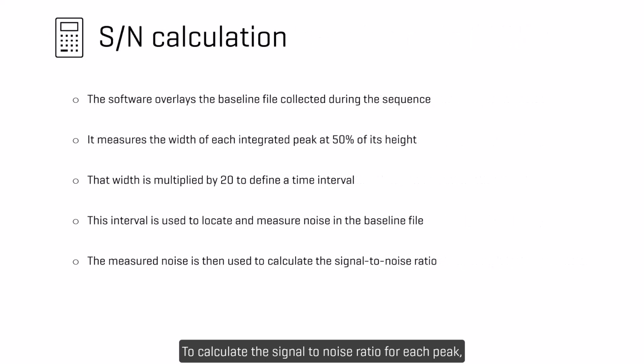To calculate the signal-to-noise ratio for each peak, we will ask 32-Karat software to do the following. First, it will overlay the baseline file acquired during the sequence. Then, it calculates the width of 50% height for each integrated peak. This width is multiplied by 20. The software uses this interval in the baseline file to calculate noise.